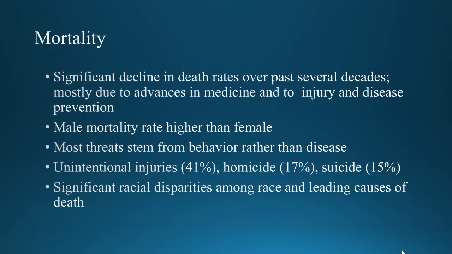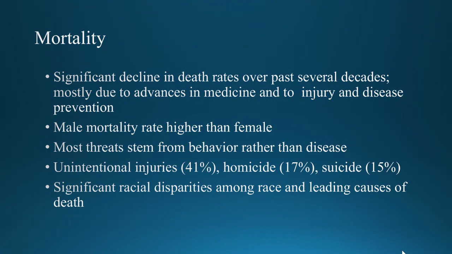Mortality, again, refers to death rates, and there has been a significant decline in death rates in adolescents and young adults. Most of this has been due to injury and disease prevention, because like children, for adolescents, unintentional injuries tend to be the highest cause of death. Male mortality rates are higher than females. Most threats stem from behavior rather than disease. Here, unintentional injuries are 41%, homicide is 17%, and suicide is 15%.